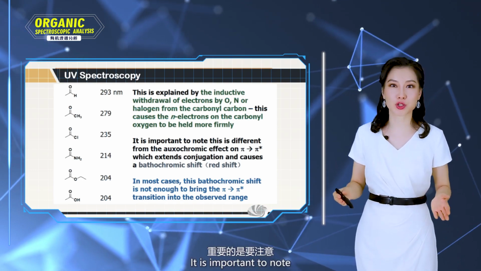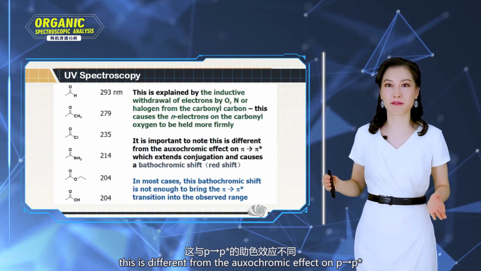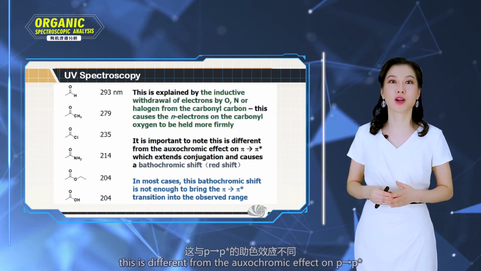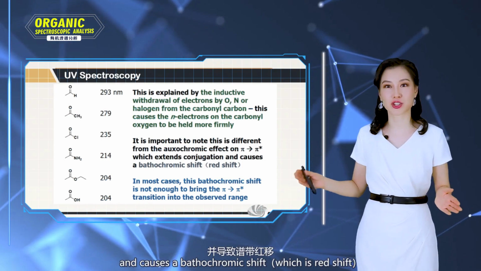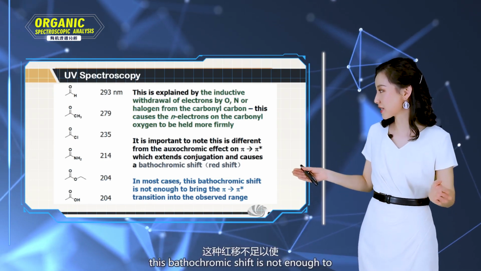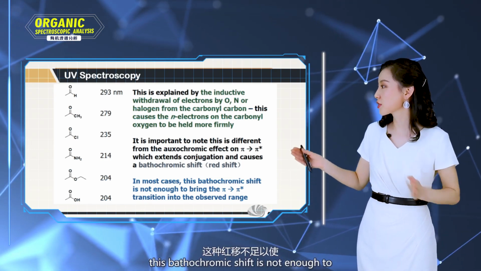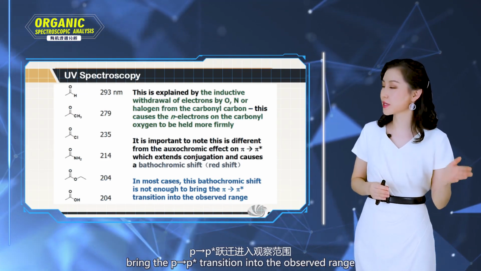It's important to note that this is different from the auxochromic effect on pi to pi star, which extends conjugation and causes a bathochromic shift, which is red shift. In most cases, this bathochromic shift is not enough to bring the pi to pi star transition into observed range.